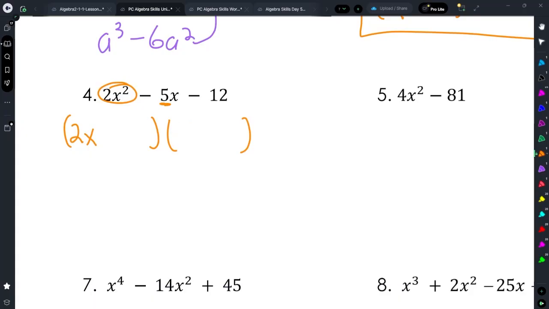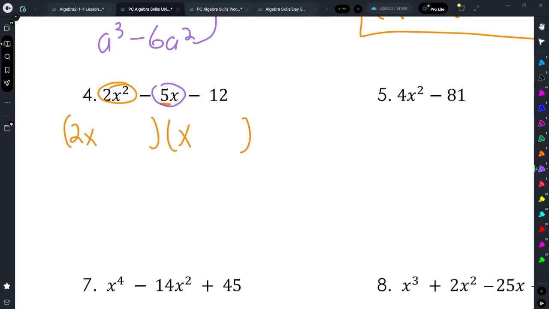And now my last two terms, I got to use factors of 12. And those factors of 12, that'd be 1 and 12, 2 and 6, 3 and 4. There's not a lot of them. And because this number is smaller, like it's a bit smaller than 12, I'm not going to guess and check 1 and 12 right away. I'm going to start with 3 and 4.